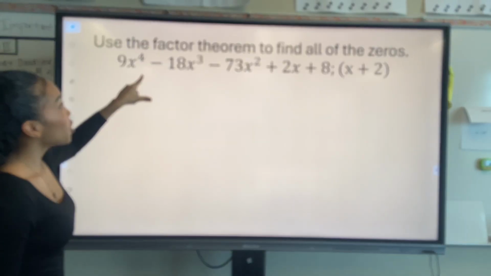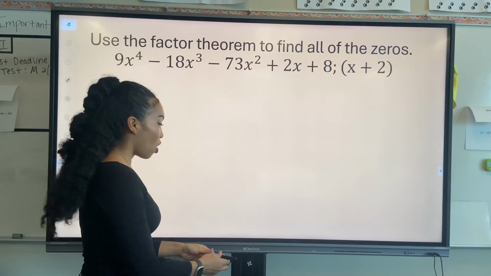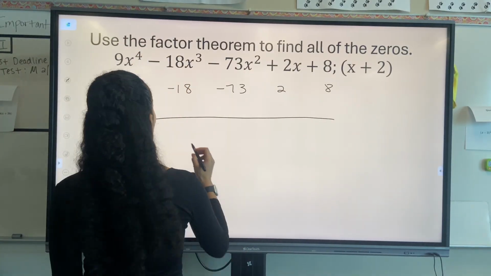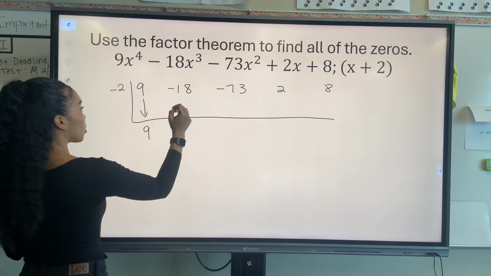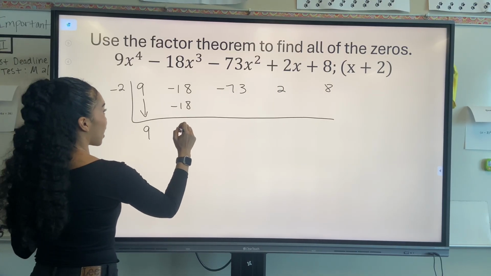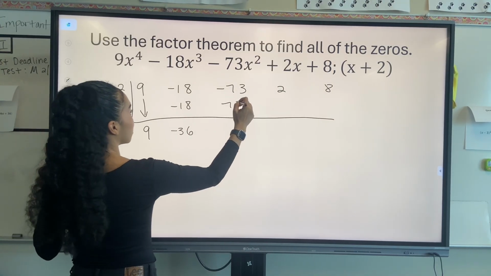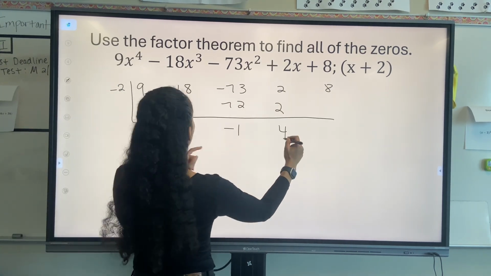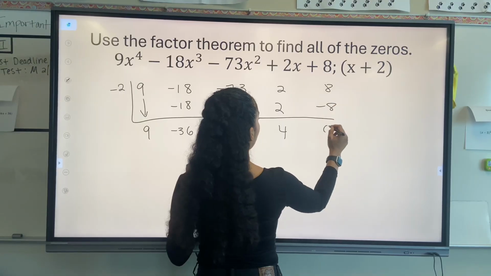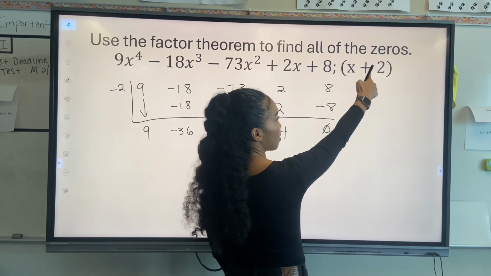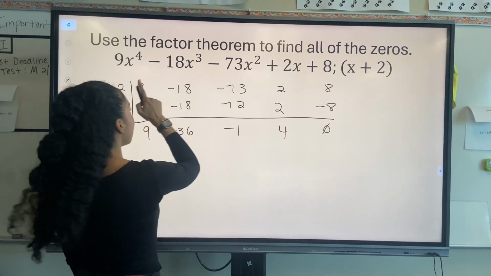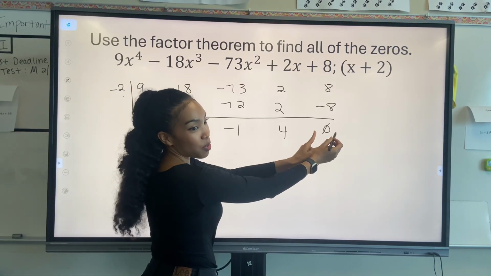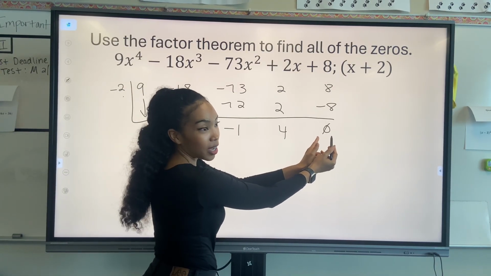Now guys, I want y'all to use the factor theorem to find all the zeros. Ready, go. All right, I'm gonna put the answer on the board. Please look up and check. I walked around and a lot of you guys had the answer already. Multiply, add, multiply, add. Our remainder is 0, so this is definitely a factor, and this is definitely a 0. This is the point -2, 0. Remember, your remainder is just the y value, okay?